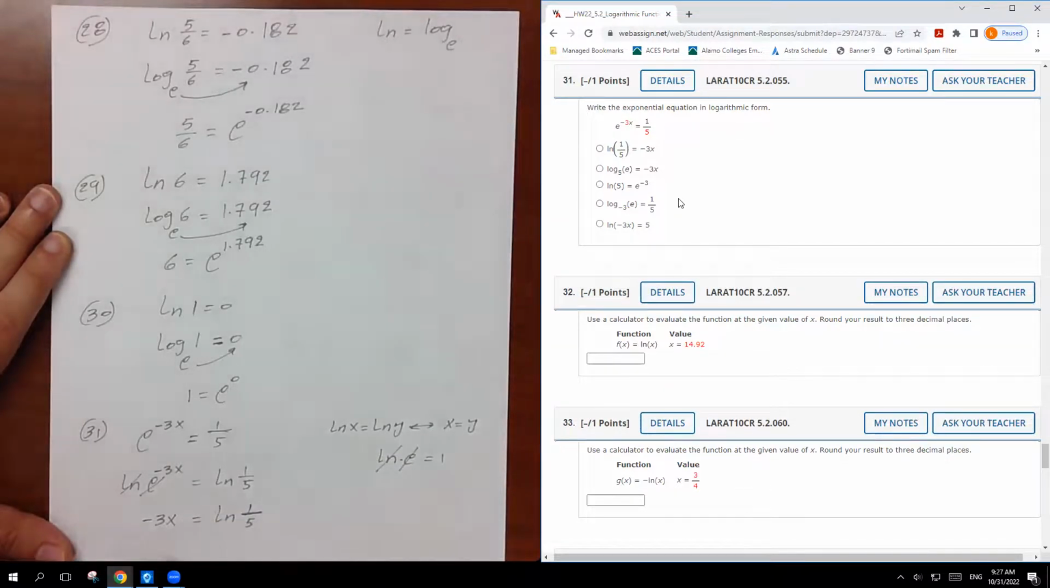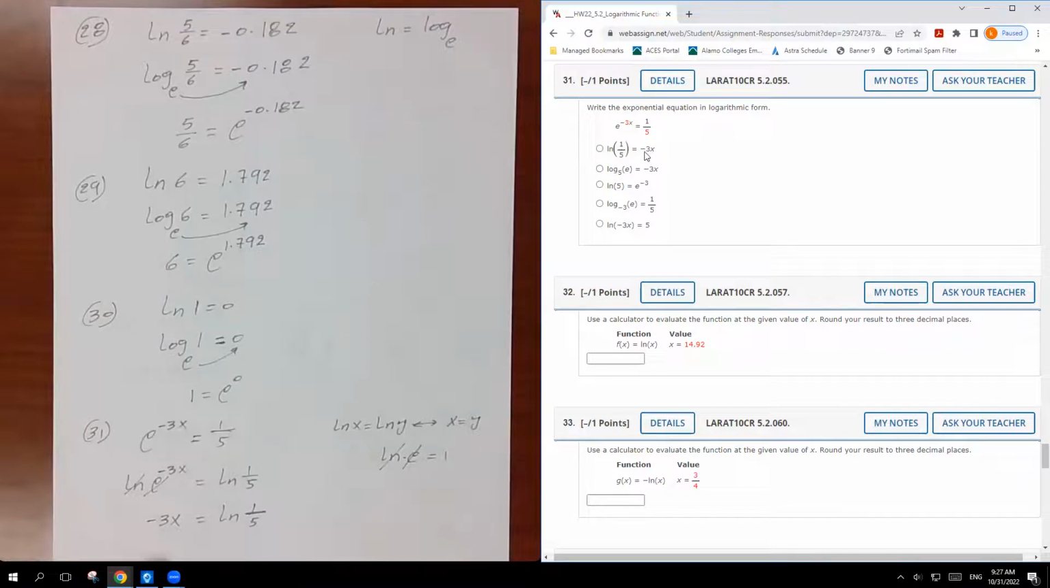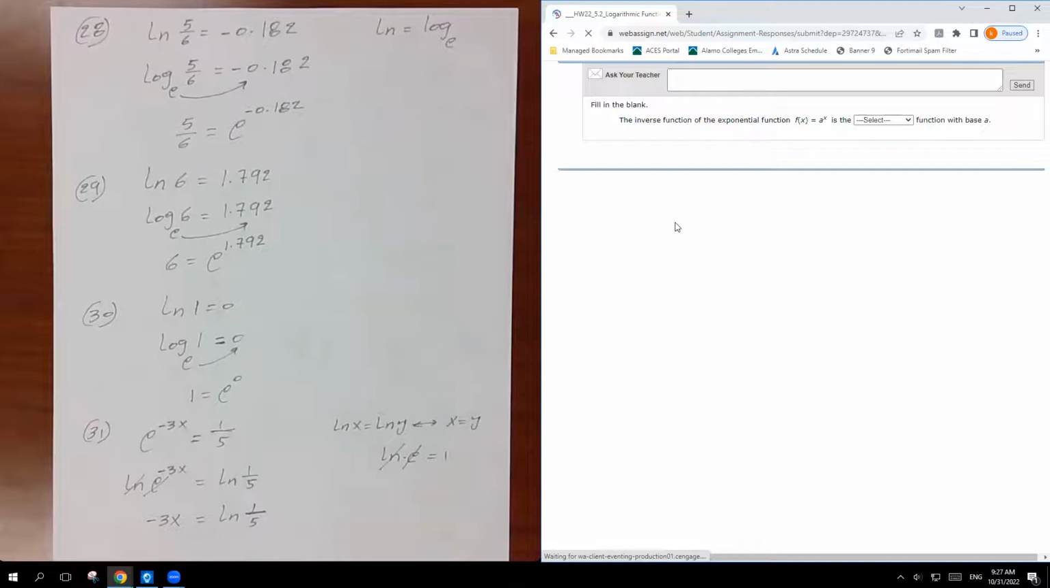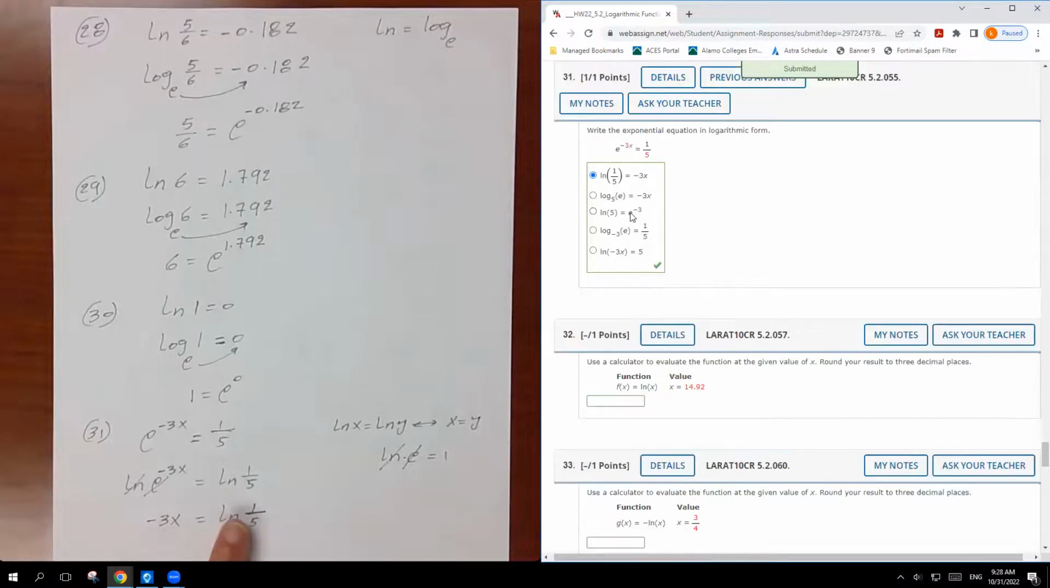Let's check. Do we have this option? It says negative 3x equals ln of 1 over 5. We have this option, so we're just going to click on it. If they ask you to find the value of x, you're just going to divide both sides by negative 3. So x is going to be ln of 1 over 5 divided by negative 3. So that's it for this example.